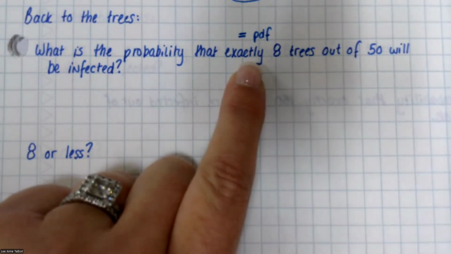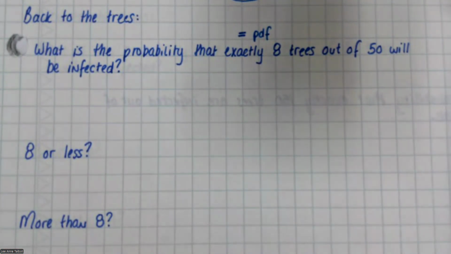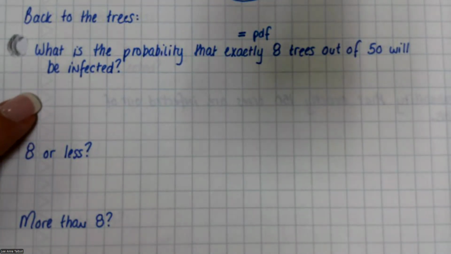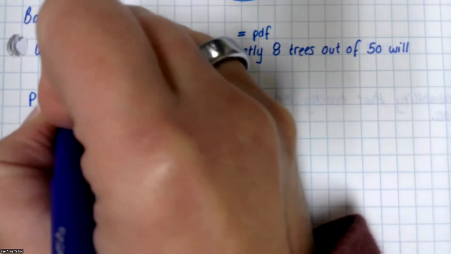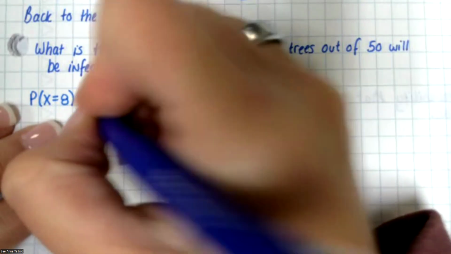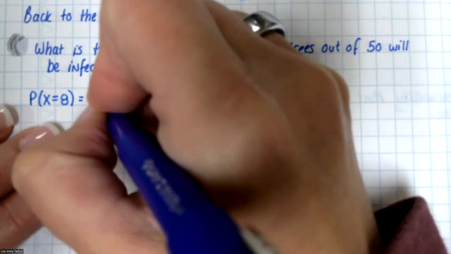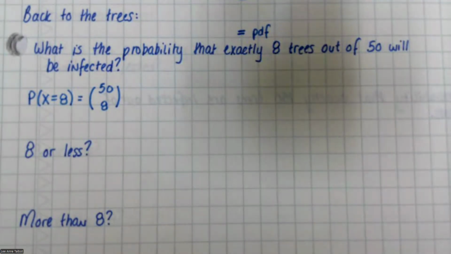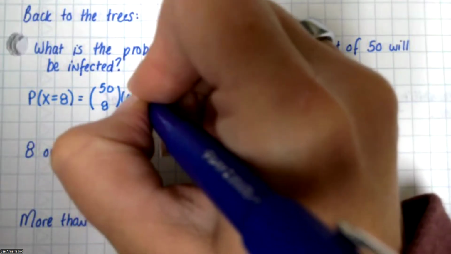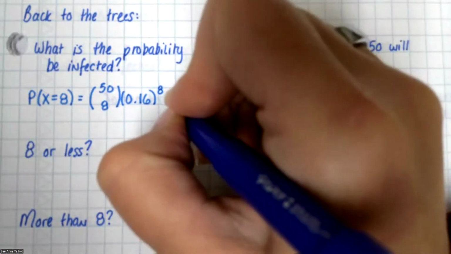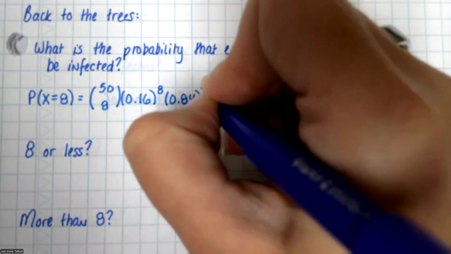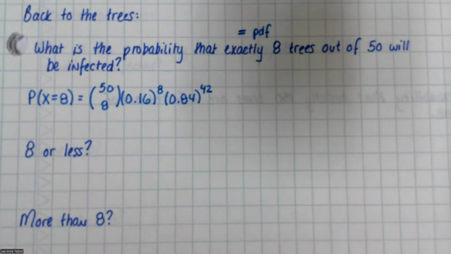Okay, so we're back to the beginning of the lesson. We're gonna do it 2 ways. We're gonna do it with the combination. We're gonna do it with binom PDF. Okay, probability x equals 8. So I have 50 combination 8. Does that make sense so far? Okay. Infected, there's 8 of those. Not infected, there's 42 of those. Okay, can you guys try to type that in? We'll see if that works.